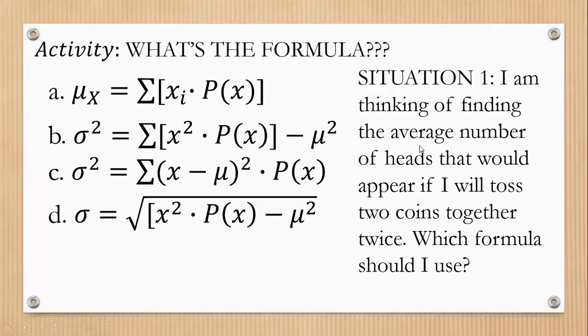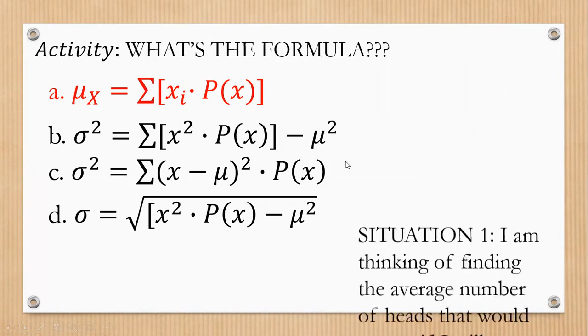You have here the keyword average number. If it deals with the average number, it means you are asked to find the mean. And from these 4 formulas, the only formula for the mean is, of course, A. So you need to take note of the words average number. If it deals with average, it means you need to find the mean.